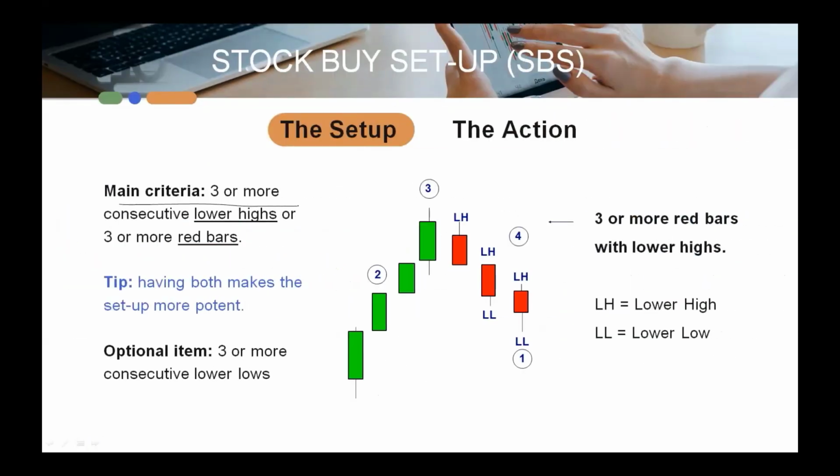Main criteria, stock buy setup. Three or more as a minimum, consecutive lower highs or red bars. So remember, this is an uptrend, yeah? Stage 2, buy setup, okay?